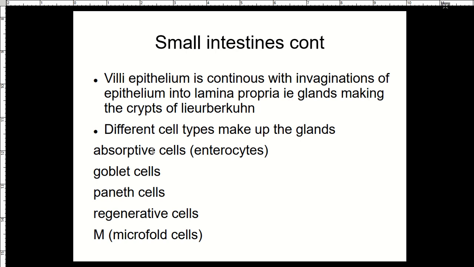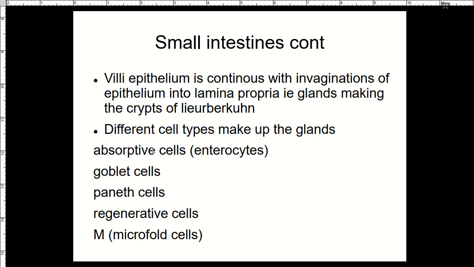So in these crypts of Lieberkühn, you are going to have the following cells. You are going to have the goblet cells, which are responsible for mucus secretion. You are going to have regenerative cells, as stem cells, which are pluripotent cells for regeneration of the epithelia. And then you're going to have the Paneth cells. So let's look a bit at the Paneth cells.